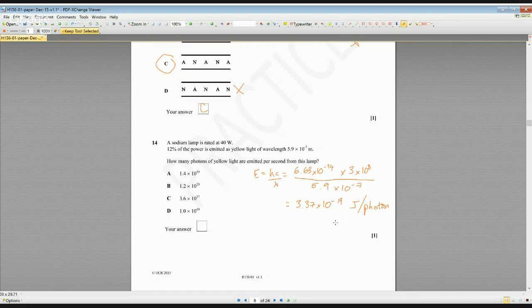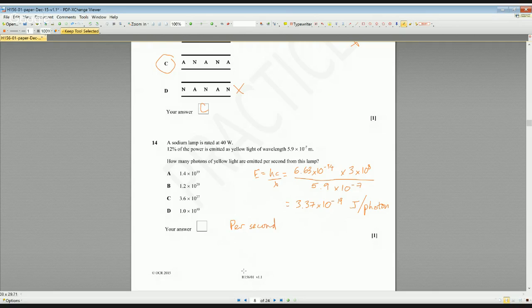Just a quick tip here, if you're ever looking at the energy of a photon, it will usually be around about 10 to the minus 19. If you've got some value that's way off that, then the chances are you've made a mistake somewhere in your calculation. So now let's just consider 1 second of time.